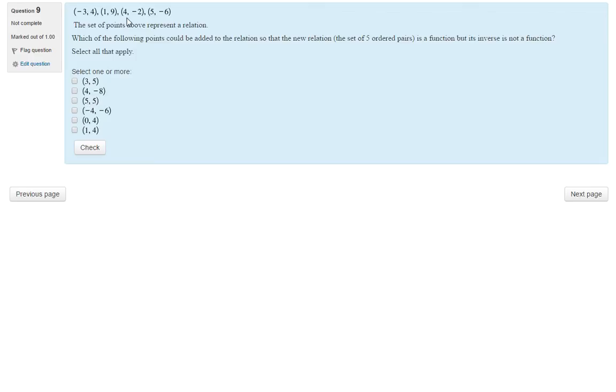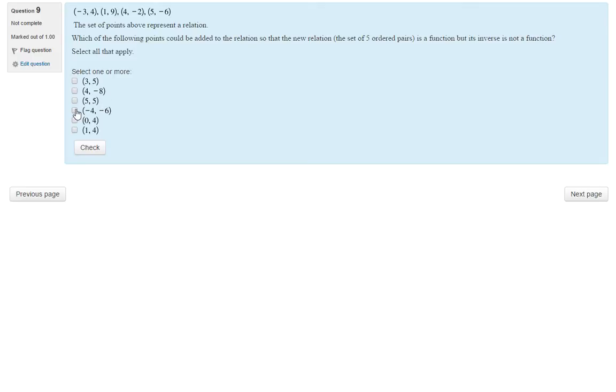Okay, the next one fails because the input of 4 is already represented in the relation. If I chose that point, then this point would have an input of 4 and an output of -2, and this one would have an input of 4 and an output of -8. Doesn't work. An input of 4 would produce 2 outputs. So the original relation would not be a function, and it needs to be. Next one. Also doesn't work. This time an input of 5 overlaps with the input of 5 on this fourth point. So for the same reasons, that option fails as well.